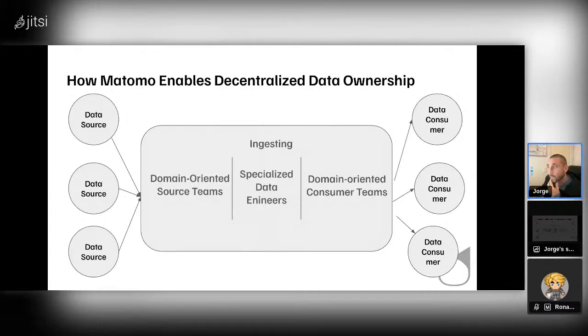If you're familiar with the concept of domain-driven design, where you have each domain handling their own bounded contexts, a similar approach can be used with data mesh principles. We treat data as a product, and we have data consumers instead of centralized data teams.